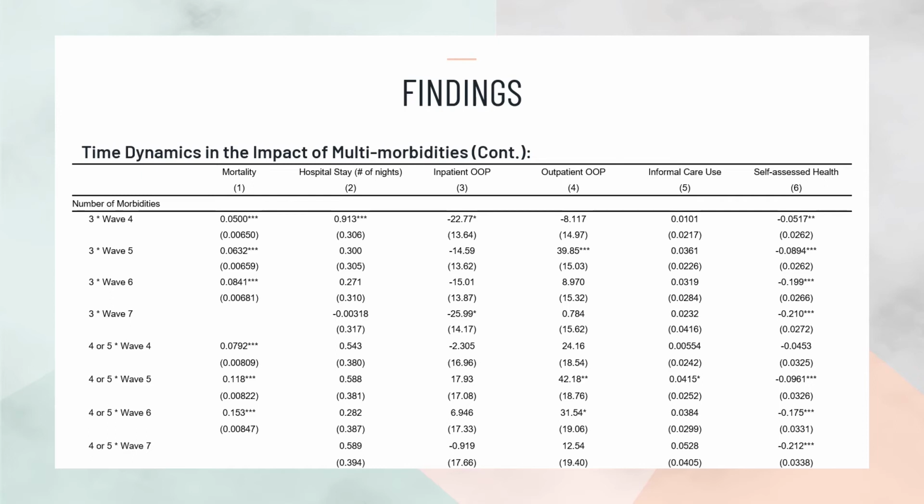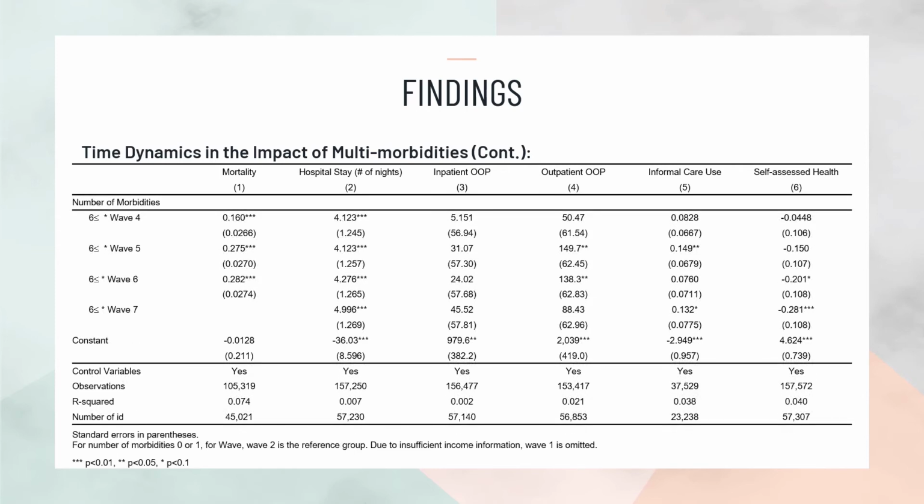While multimorbidity variables don't show any interaction with waves on inpatient out-of-pocket expenditure, the impact of 4 or 5 conditions and 6 plus conditions on outpatient out-of-pocket expenditure in wave 5 and wave 6 is significant. As demonstrated in Model 6, the impact of multimorbidities on self-assessed health decreases over waves 4 to 7 consistently for different levels of comorbidity conditions. However, the decrease is insignificant for waves 4 and 5 when there are 6 plus comorbidities.